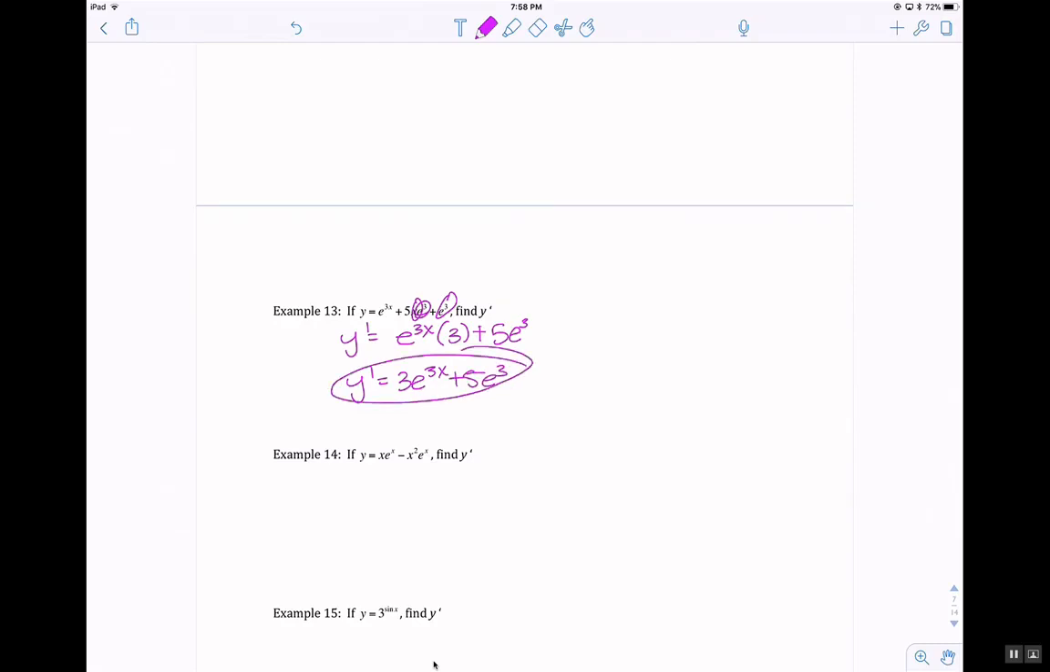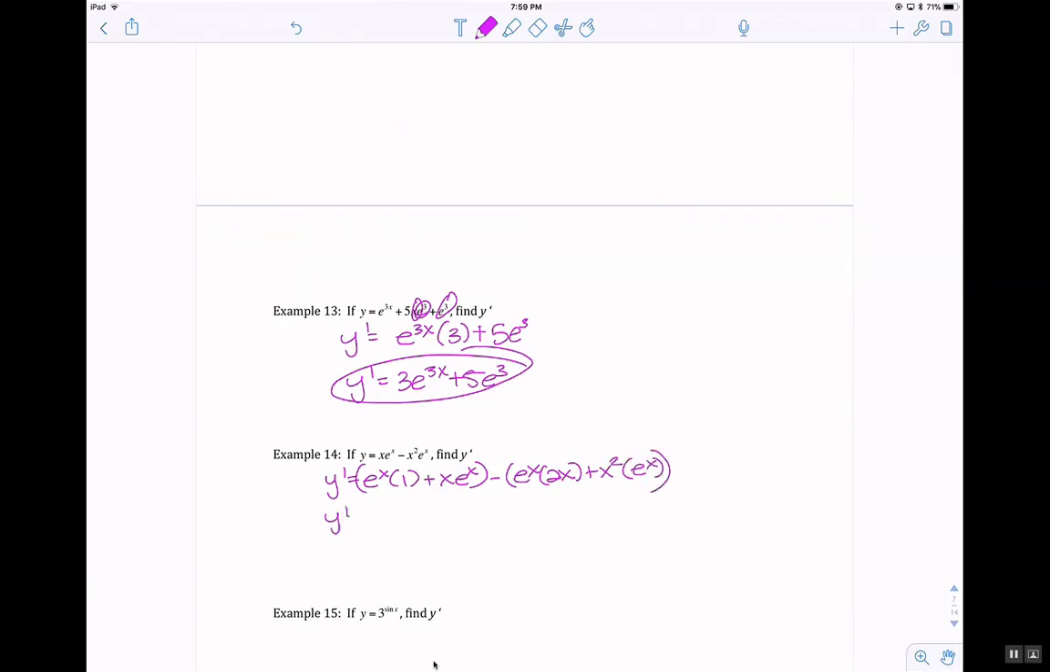14 is product rule. So y prime: e to the x times the derivative of x, which is 1, plus x times the derivative of e to the x, which is just itself, minus e to the x times the derivative of x squared, which is 2x, plus x squared times the derivative of e to the x, which is e to the x.